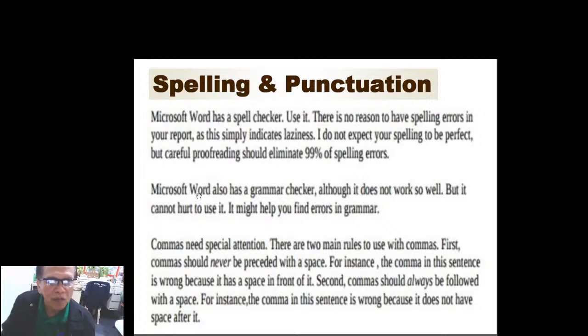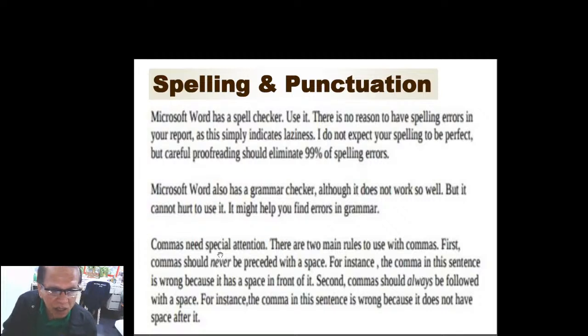Microsoft Word also has a grammar checker, although it does not work so well. But it cannot hurt to use it. It might help you find errors in grammar. Ito yung sinasabi ko na ikukulay blue niya kung parang nakita niya na hindi tama yung grammar.